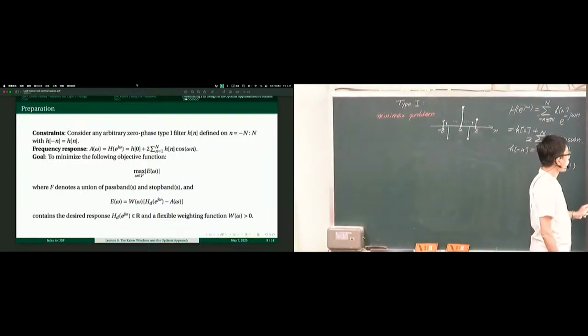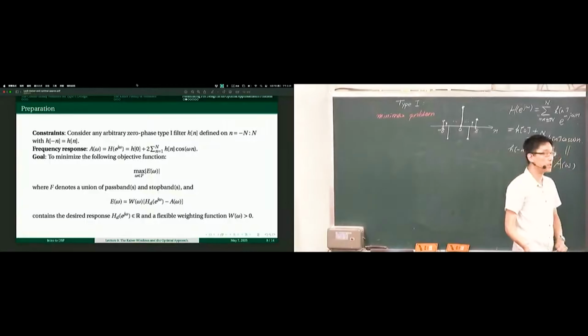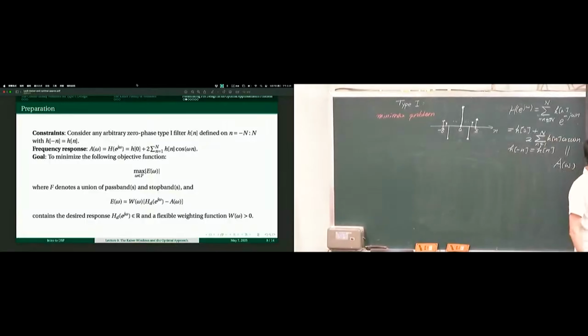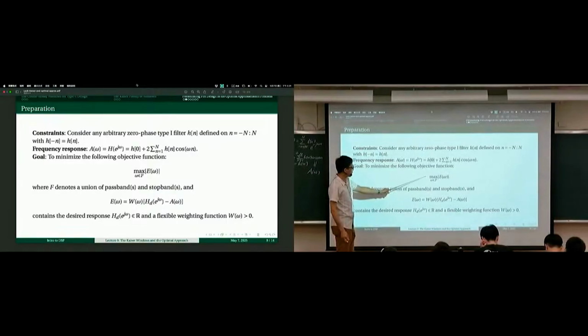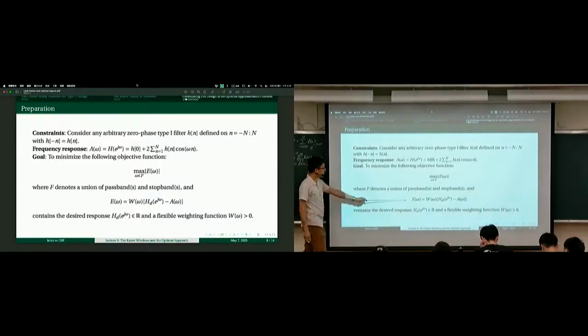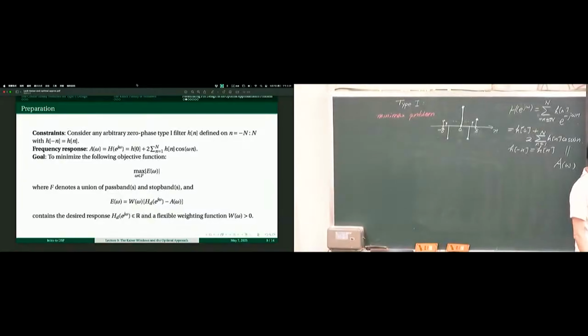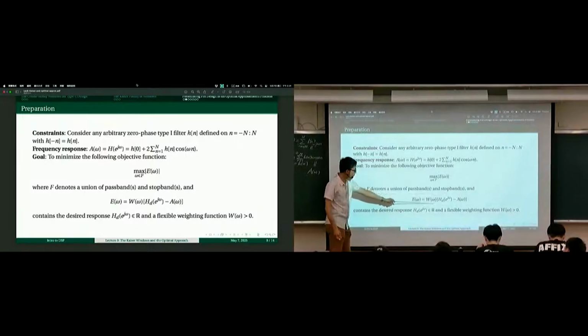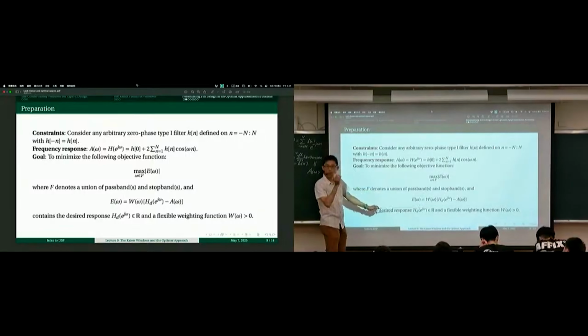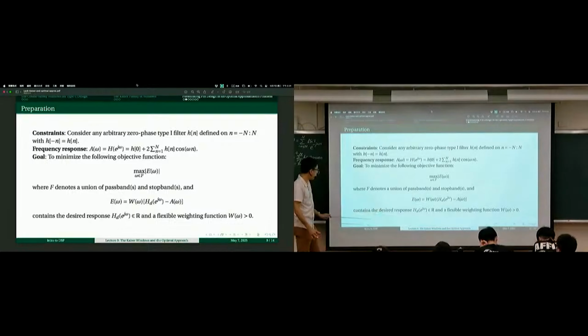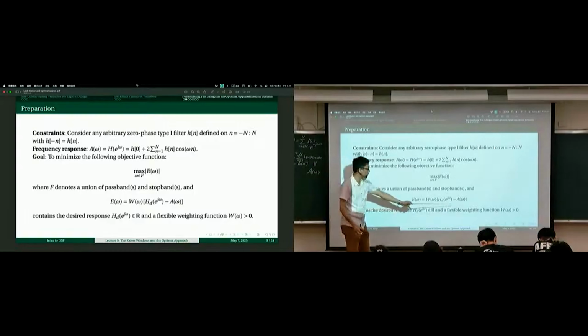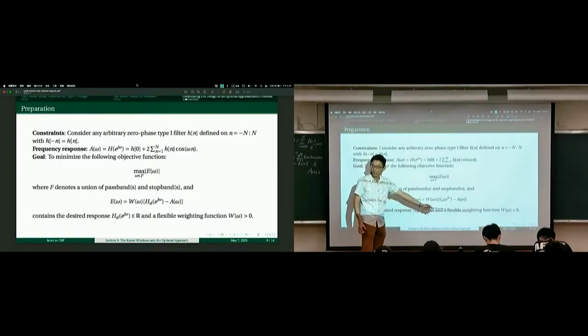Now the goal is to minimize an objective function. The objective function reads this way: the max of some absolute error function, where E stands for error. Let's take a look at E first. E as a function of omega has a multiplication by W of omega, and this is not about a window, by the way. This W stands for weight, a weighting function, not window.